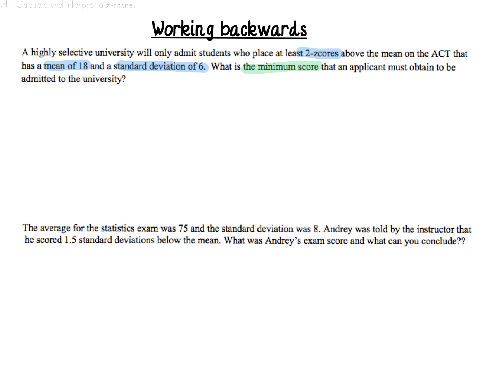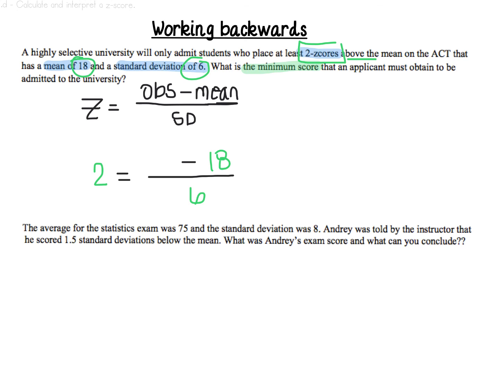So I'm looking for that observed value in order to be admitted to this university. So let's start with our formula: the observed value minus the mean over the standard deviation. Well, I know the mean is 18. I know that the standard deviation is 6. And I know I'm looking for 2 z-scores above the mean, so I'm looking for a z-value of 2. So let's go ahead and plug those in where they belong. So z is 2, because I'm looking for 2 z-scores above the mean, equals my observed value, which is what I'm actually looking for, the minimum score.